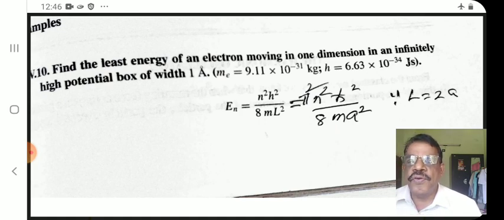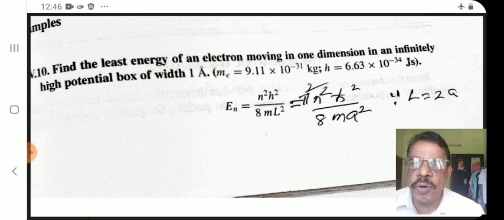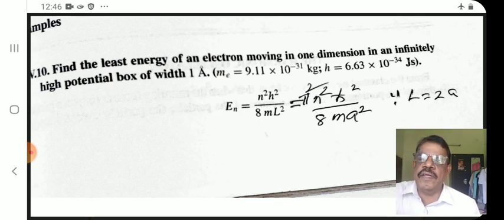You remember, for the first expression, the wave function is psi equal to root of 2 by L sin n pi x by L. For the second expression, the wave function we write is psi equal to 1 by root a, small a, 1 by root a sin n pi x by 2a. That we have seen in one of the problems previously done.